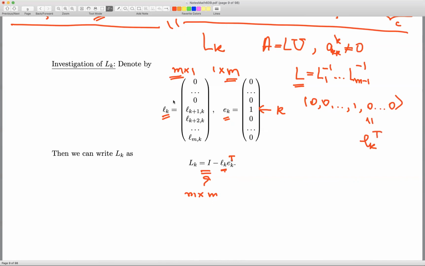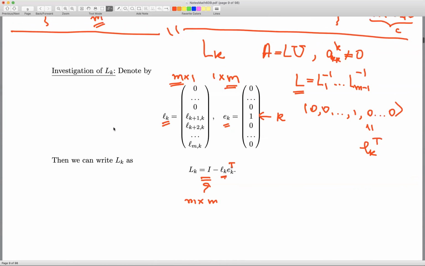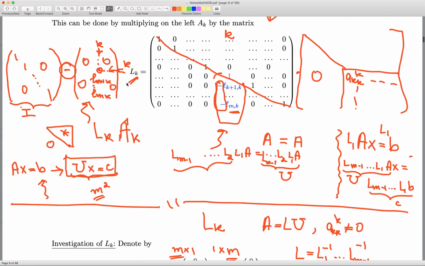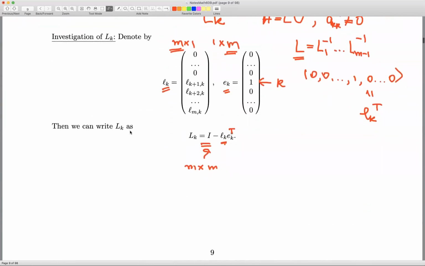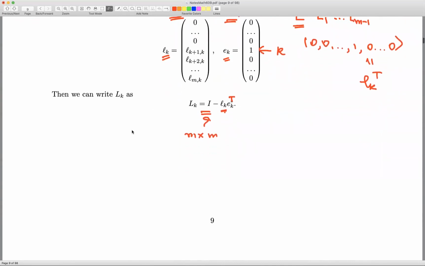So if you do this multiplication of lk and ek transpose, using the rules of matrix multiplication, you will end up with exactly this matrix here that has zeros everywhere, except that on the kth column, all the elements below the main diagonal are the corresponding l's. And therefore, we have another representation of the matrix Lk.